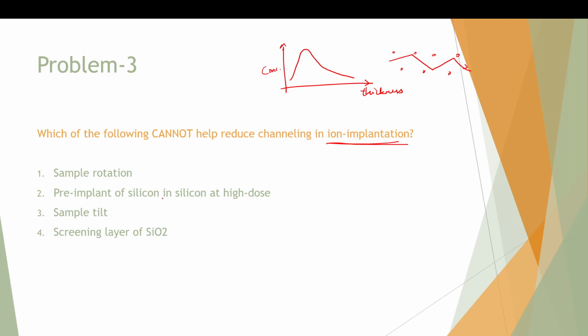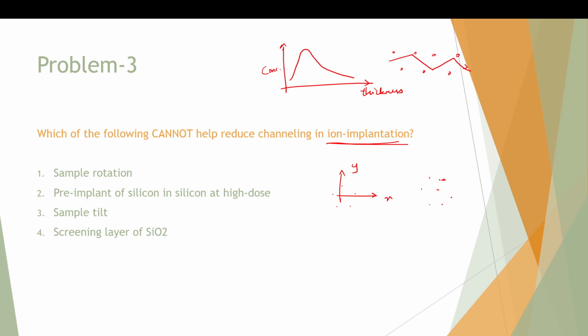So think about sample rotation. See, say I am sending some ions, and these ions are seeing some stoichiometry like this. If I rotate the sample, say this is my xy plane, if I just rotate it, then what will they see? They will see something like this.